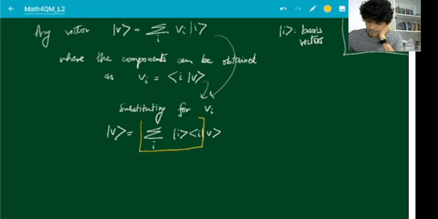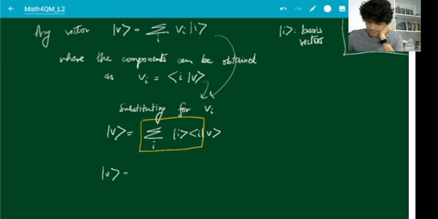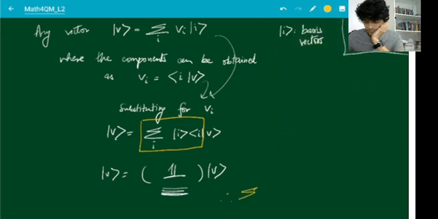The I part is only in this. So what I'm saying is that V is equal to something times V. But this can just be identity. Therefore, summation over I of ket I bra I is the identity operator, where remember this is a sum over all the basis vectors.